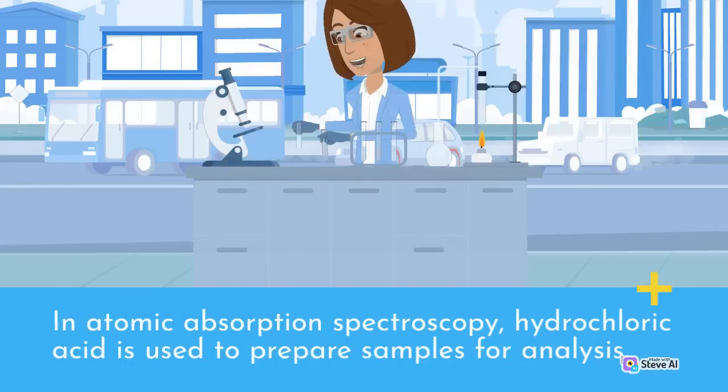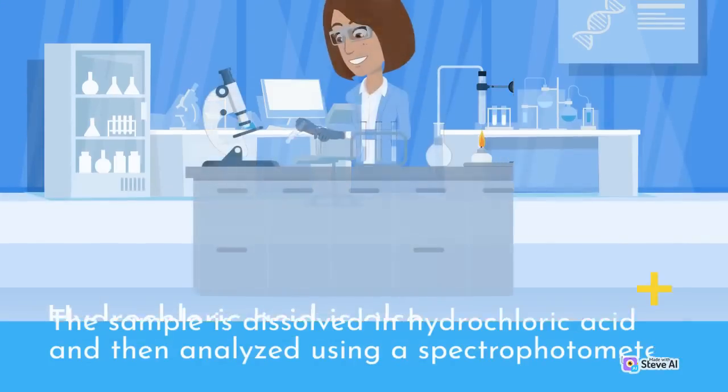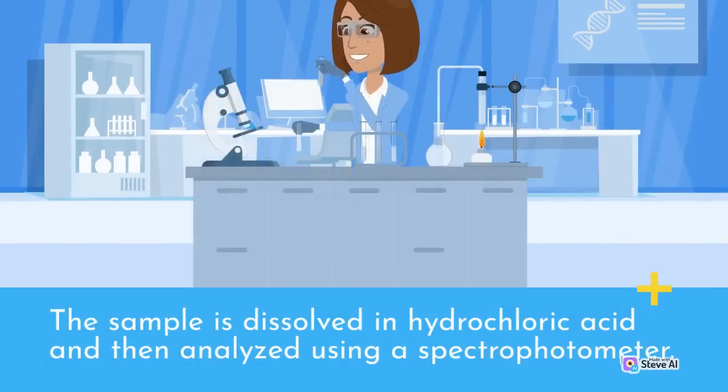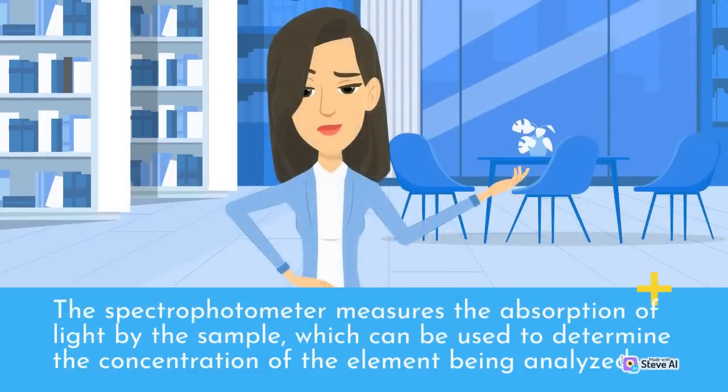In atomic absorption spectroscopy, hydrochloric acid is used to prepare samples for analysis. The sample is dissolved in hydrochloric acid and then analyzed using a spectrophotometer. The spectrophotometer measures the absorption of light by the sample, which can be used to determine the concentration of the element being analyzed.